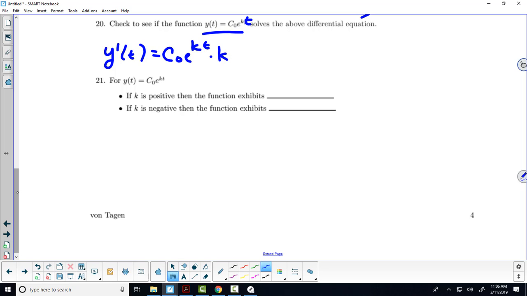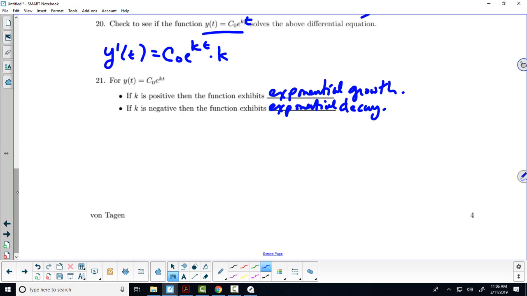It turns out that if k is positive, then the function exhibits exponential growth. Okay? If the k value is negative, then the function exhibits exponential what? Do you remember? I heard it. So we say it out loud? Okay. Exponential decay. Okay? Okay, these are your growth and decay problems.